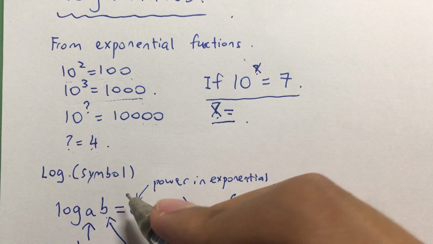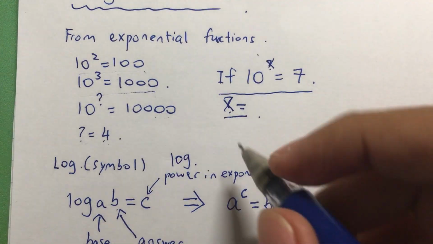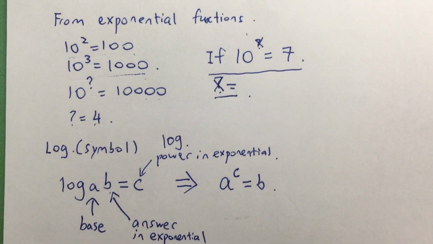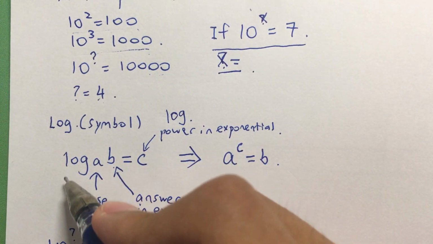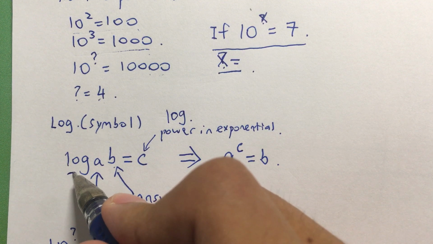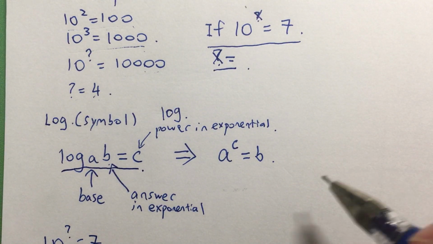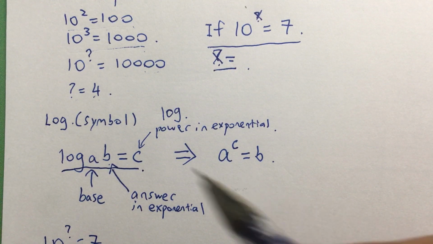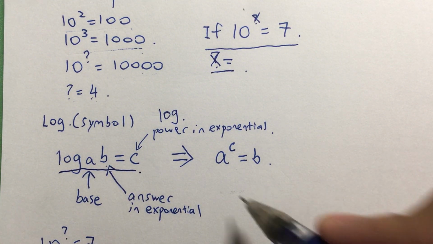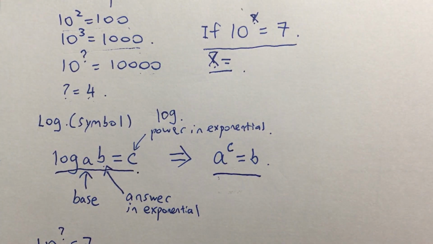The symbol of log is just the symbol of logarithms. And most of the equations are written like that. So it's log base a of b equals c. So what are a, b and c equal to? Let's just write it in exponential form and you will know what is going on.